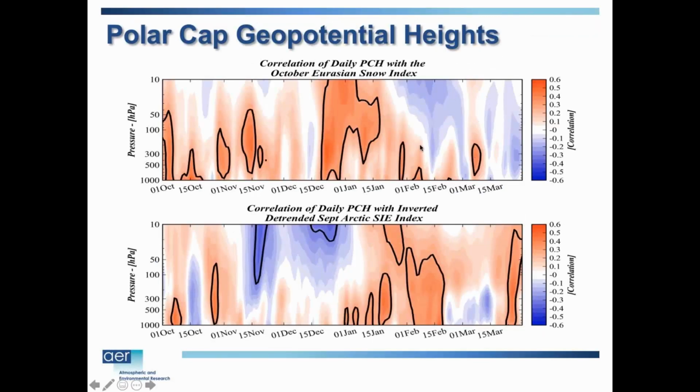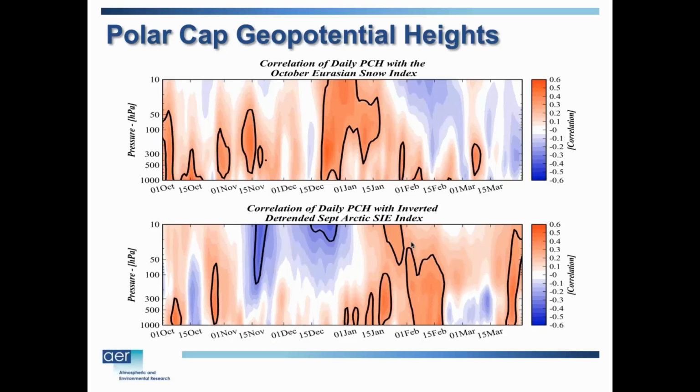There is a difference in timing. It seems like here's the correlation of the polar cap height with both Eurasian snow on the top and sea ice on the bottom. It does seem like the impacts of snow cover are earlier in the winter, again, this December, January time frame, where the sea ice is more January, February time frame. So that's something that seems to come out of my analysis.